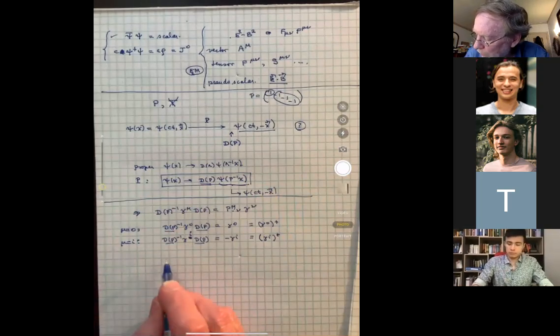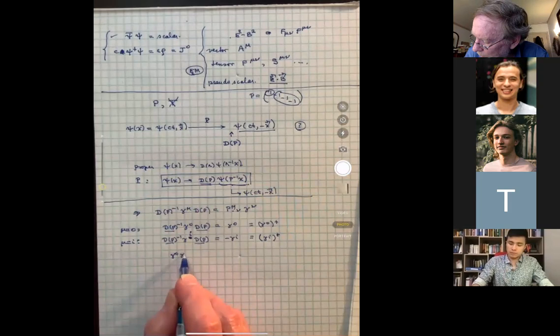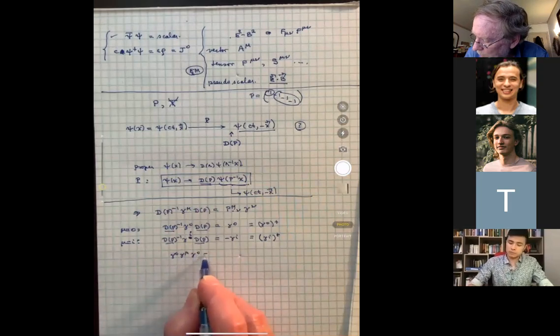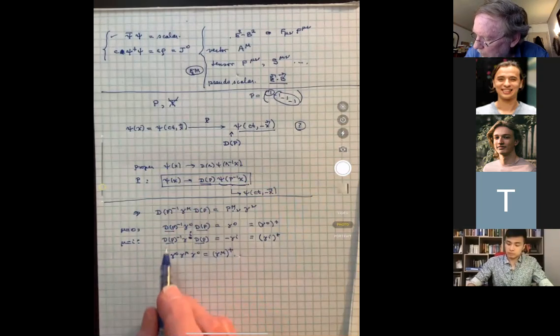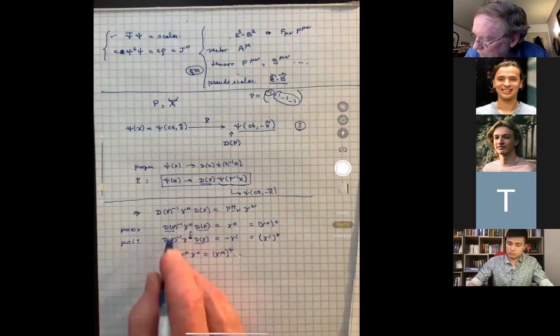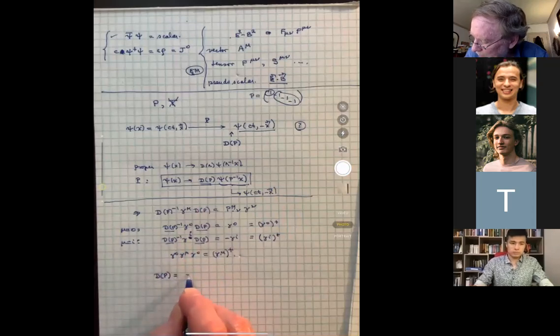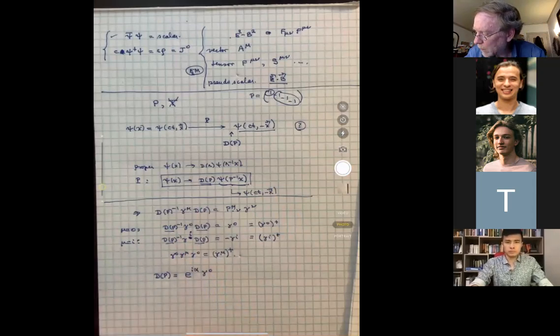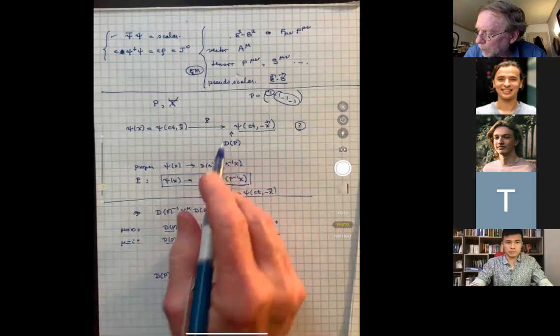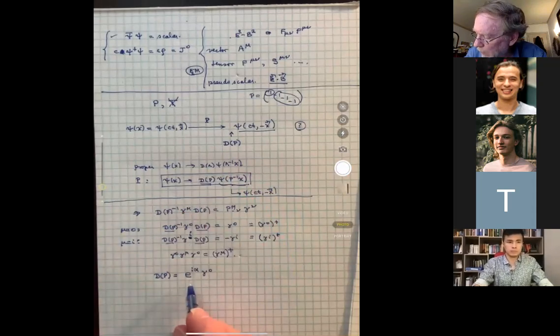Well, let me remind you that conjugating the gamma mu by gamma 0 converts it into gamma mu dagger. So the D of P needs to have the same property. And so this leads to the conclusion that, at least as a solution of these equations, D of P is some phase factor e to the i alpha times gamma 0. All right, so this is something that needs to be put in there. The phase factor e to the i alpha is not determined by these conditions.